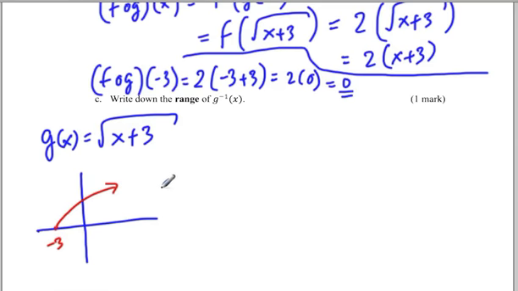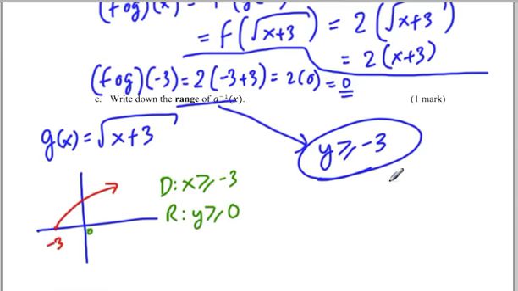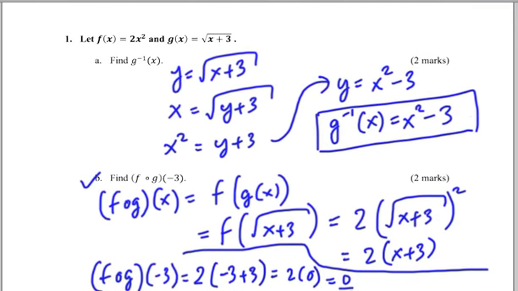Let's write down the domain and range of this. The domain is x greater than or equal to negative 3. And the range is y greater than or equal to 0, because it starts at 0 and goes up. So the domain of this function is the range of the inverse. To answer the question, the range of the inverse is simply the domain of the original function. So the answer is y is greater than or equal to negative 3, and that's our answer. I hope that's clear as to why that is the answer.